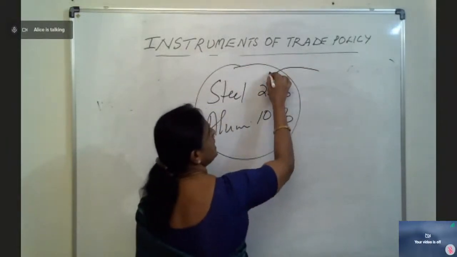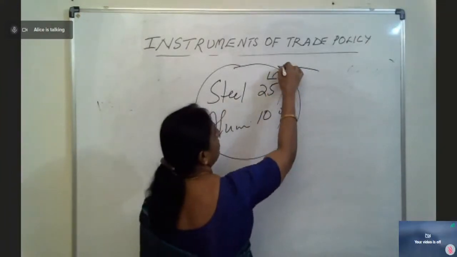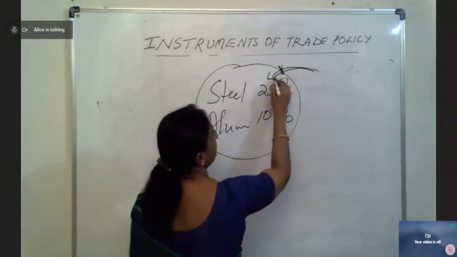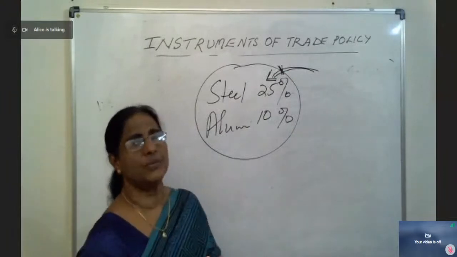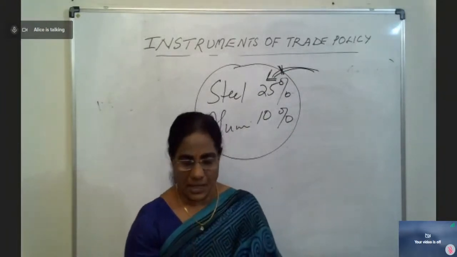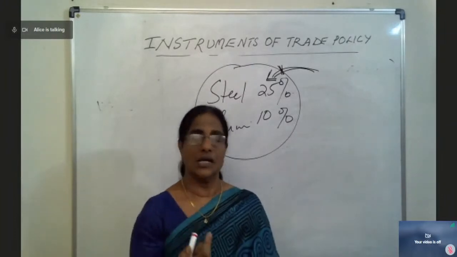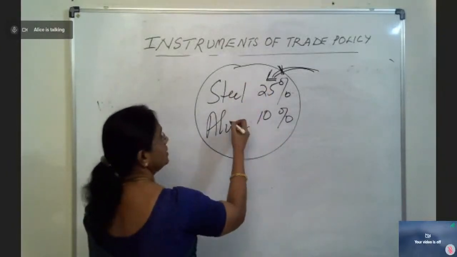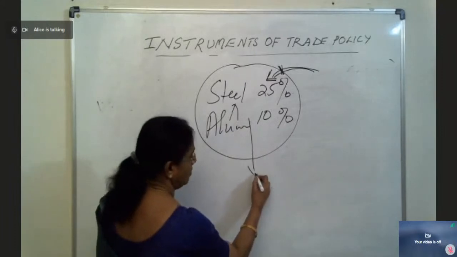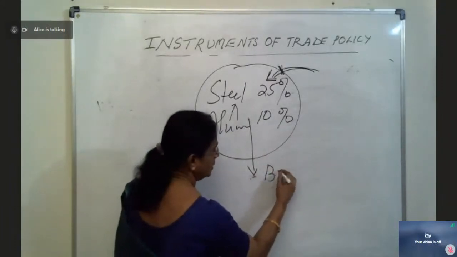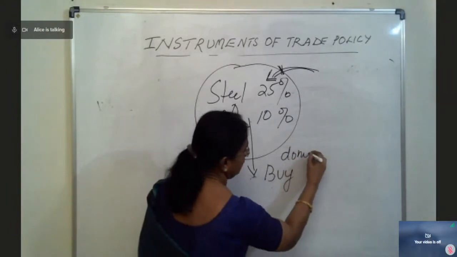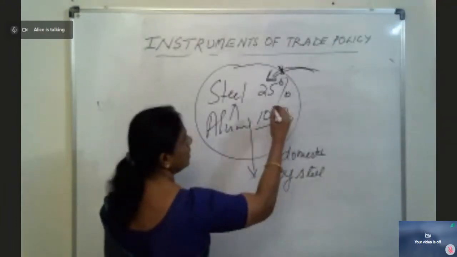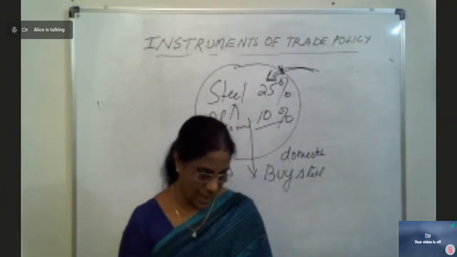Now, the imported steel to America has to pay 25% tariff at the border. Then, the imported steel will become expensive, because steel comes from different countries including India. Steel comes from Mexico, steel comes from China, steel comes from the European Union. All the steel becomes expensive. And so, what is the choice for the American steel industry? Buy domestic steel instead of imported steel. Buy domestic aluminium and not imported aluminium.